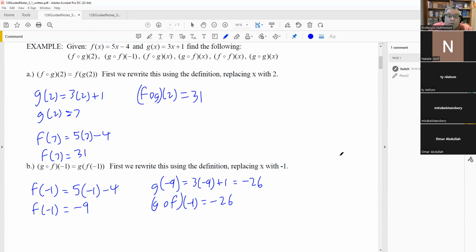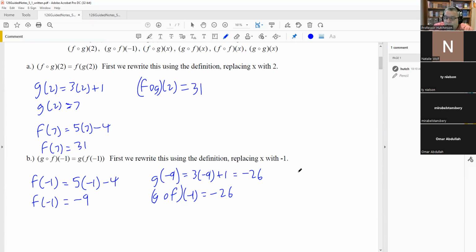Now, for the next couple problems that we're going to do, we're still using the same two functions, but this time they don't have a number in there for us. So the only way we can get a numerical answer is if there's a number inside the parentheses here. If they don't give you that, that means you can only get an answer with x in it. And those are the ones we're going to look at next.